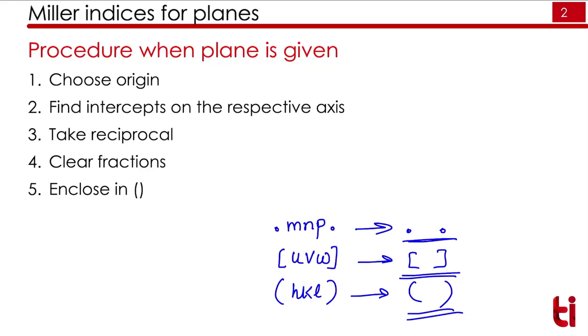Now the procedure when a plane is given and you have to find out the Miller indices. First, you have to choose the origin, find out the intercepts on the respective axis, take reciprocal, clear fractions, enclose in parentheses. Clear fractions because Miller indices are never in fractions.